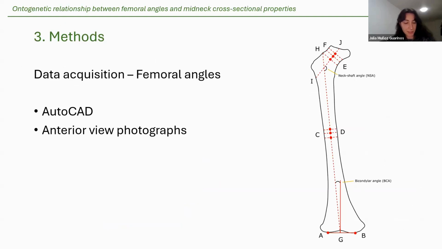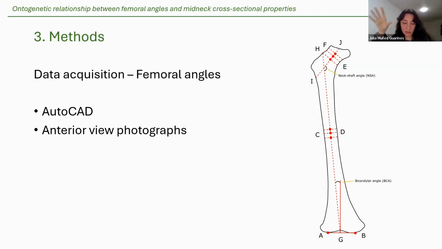The bicondylar angle is defined as the angle between the longitudinal diaphyseal axis and the sagittal plane perpendicular to the distal metaphyseal plane. To measure it, we took anterior view photographs of femora, imported them into AutoCAD for tracing, and established reference points on the metaphyseal surface. The image is then rotated to align the distal metaphyseal surface horizontally, allowing for the drawing of the longitudinal diaphyseal axis. Finally, the angle between this axis and the metaphyseal plane reference line is measured.